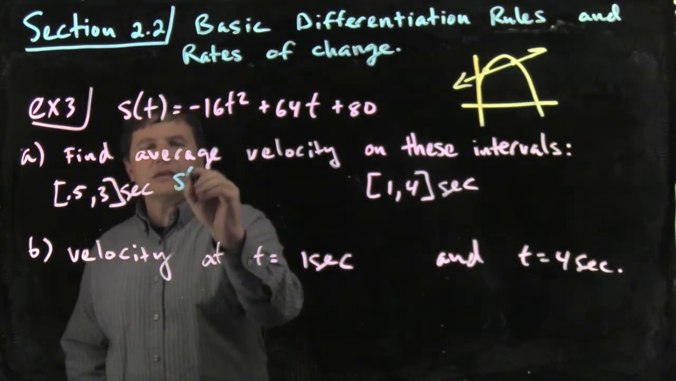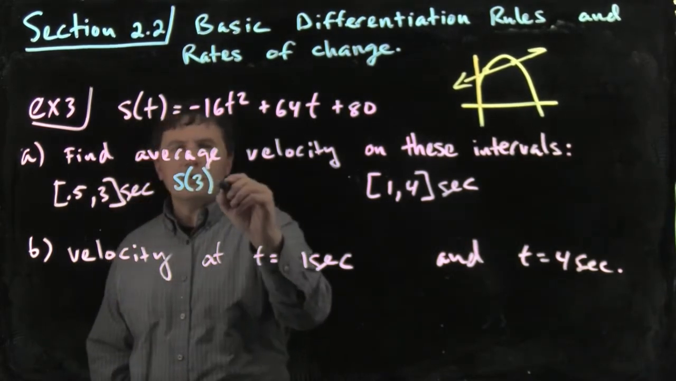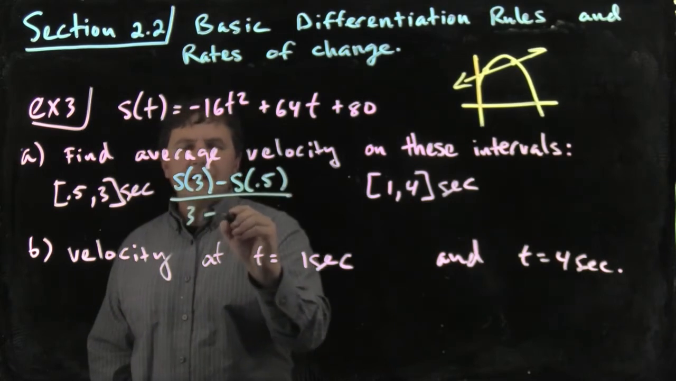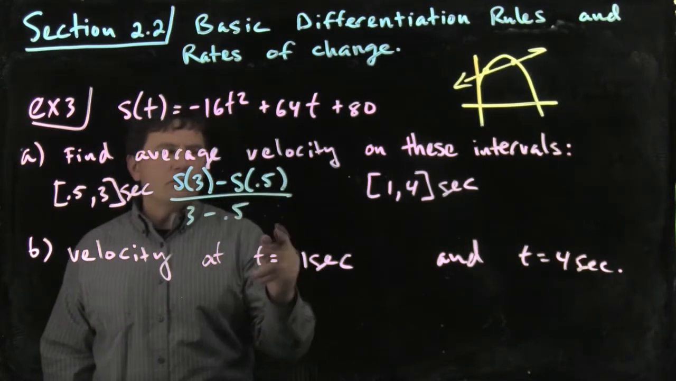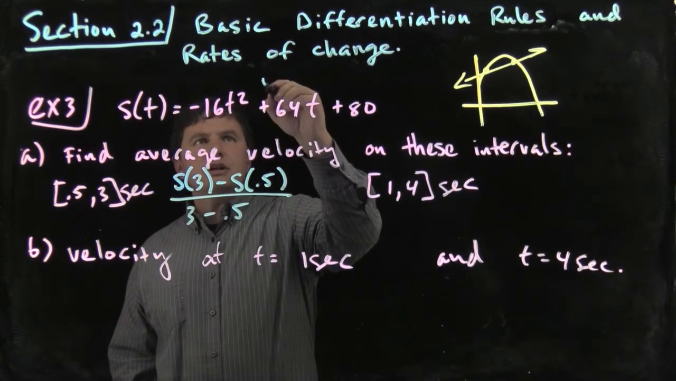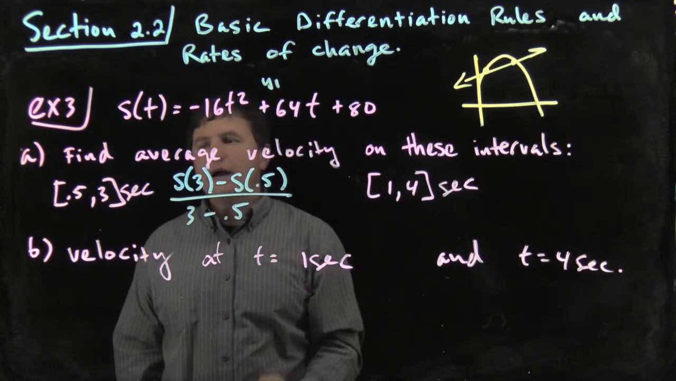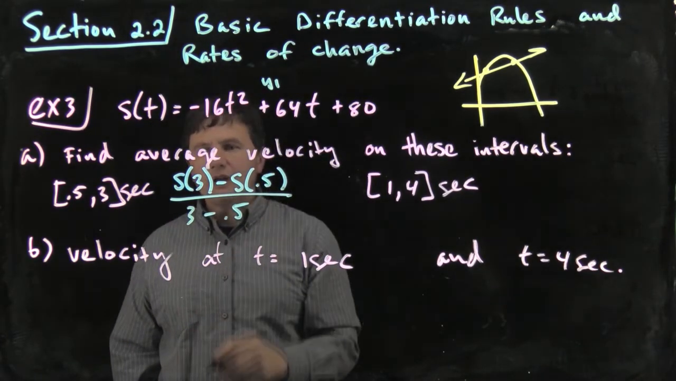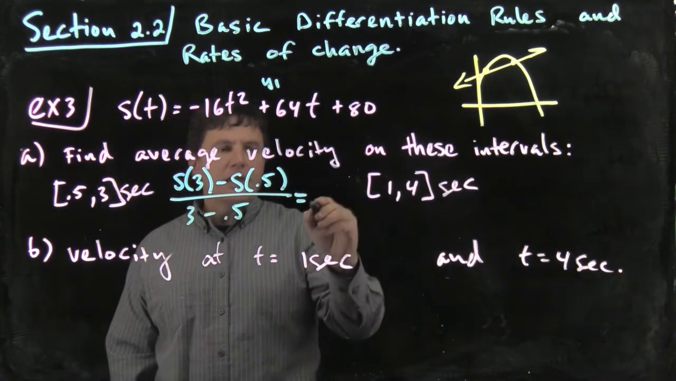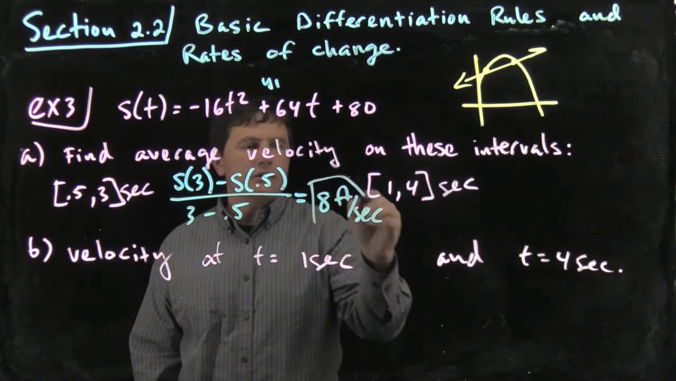So I'm doing s of 3. So I'm taking 3, I'm plugging it in there, minus s of 0.5. And then that's over 3 minus 0.5. Okay. Now, there's really nothing to do other than plug that into our calculator. May I make a suggestion and plug this in as y sub 1, and that way you can quickly get this on your calculator. So I just went ahead and plugged this into my calculator already, and I get 8 feet per second. Don't forget our units here.